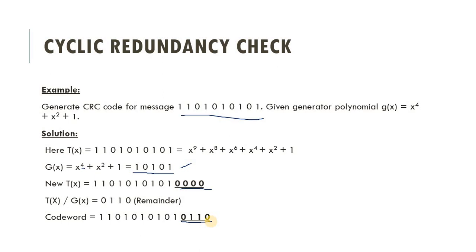You can calculate this example by yourself and generate the answer. So in your answer the remainder is 0110. Now we'll attach this remainder value at the end of our message, and now this whole message is ready to send. And as before, at the receiver side we do the division and the remainder becomes 0. So that is how cyclic redundancy check is used.